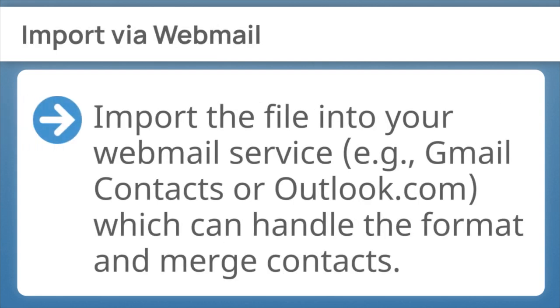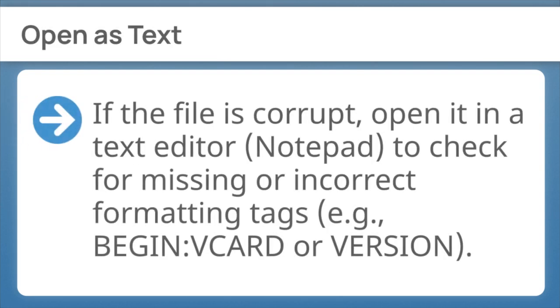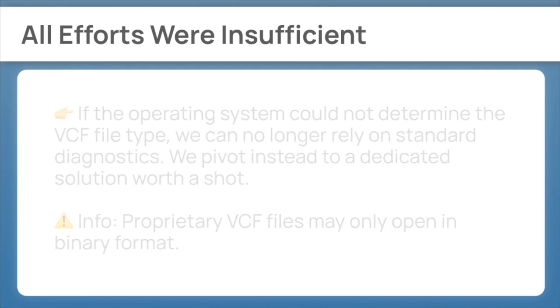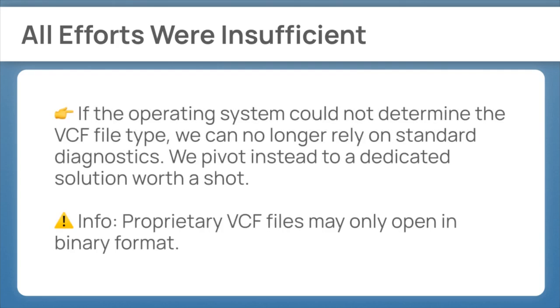Import the file into your Webmail service, e.g. Gmail Contacts or Outlook.com, which can handle the format and merge contacts. Finally, open as text. If the file is corrupt, open it in a text editor, Notepad, to check for missing or incorrect formatting tags, e.g. begin VCard or version. If your system couldn't claim the VCF file, the signature itself is likely problematic.